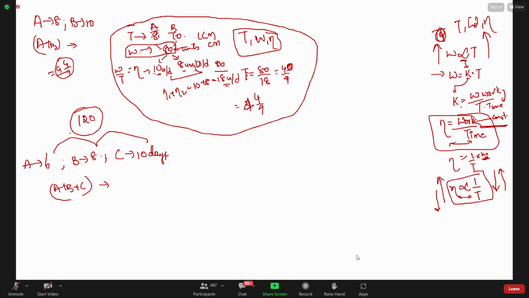Take 120. So if it is 120, this is 20 units per day. This is 15 units per day. Yeah, don't forget the units here. And this is 12 units per day. So all these three together, 20 plus 15, 35, 35 plus 12, 47, 47 units together. So if they work together, it is 120 by 47.